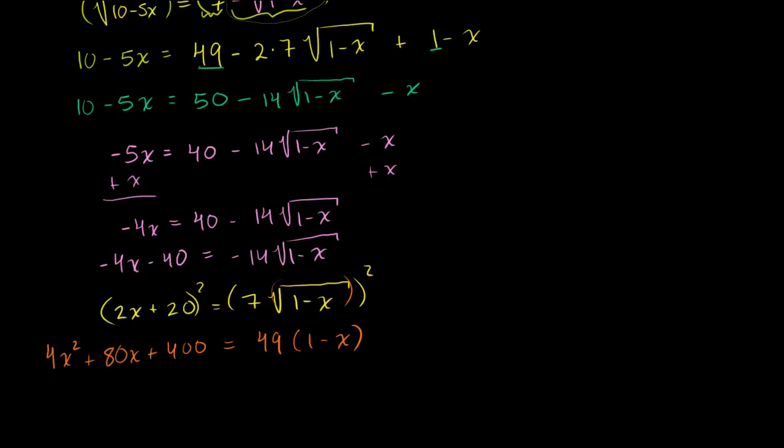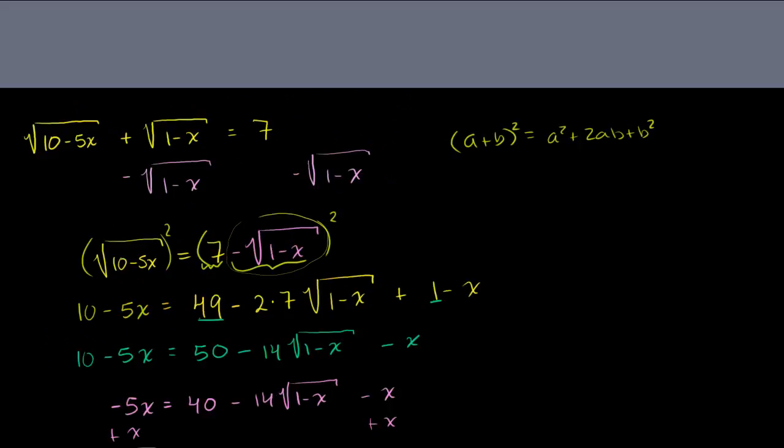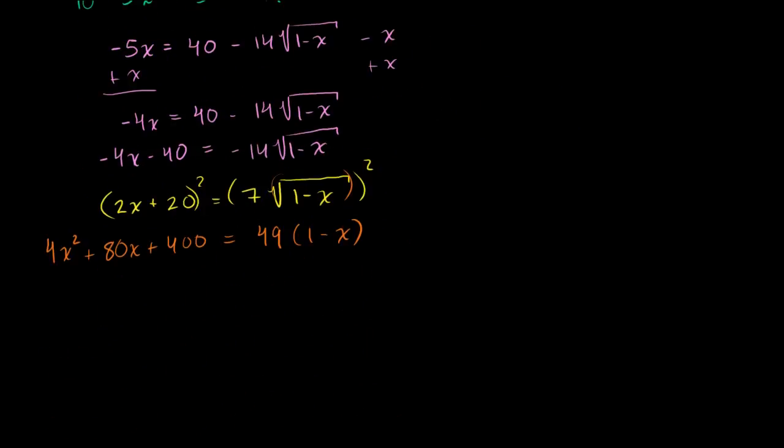Now, let's just keep going down here. I have space down here. I could just keep going. So what can we do here? I don't want to skip too many steps. So 4x squared plus 80x plus 400 is equal to, distribute the 49, 49 minus 49x.